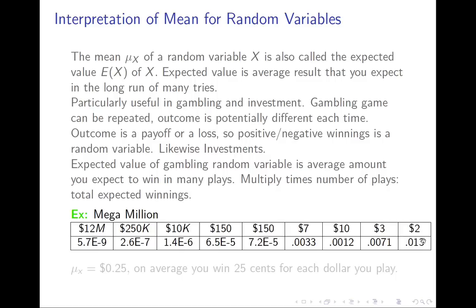There's a 1.3% chance of winning $2. These probabilities with the E's in them may be unfamiliar to you. This is exponential or scientific notation. It's a good way to write very small or very large numbers succinctly. What that E stands for is literally times 10 to the, meaning that this quantity represents 7.2 times 10 to the negative fifth.